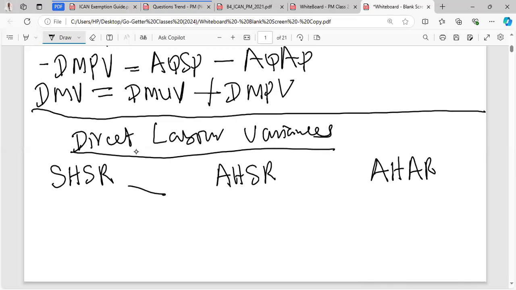So in between here, instead of usage, we have efficiency. Then here, instead of price, we have rate.